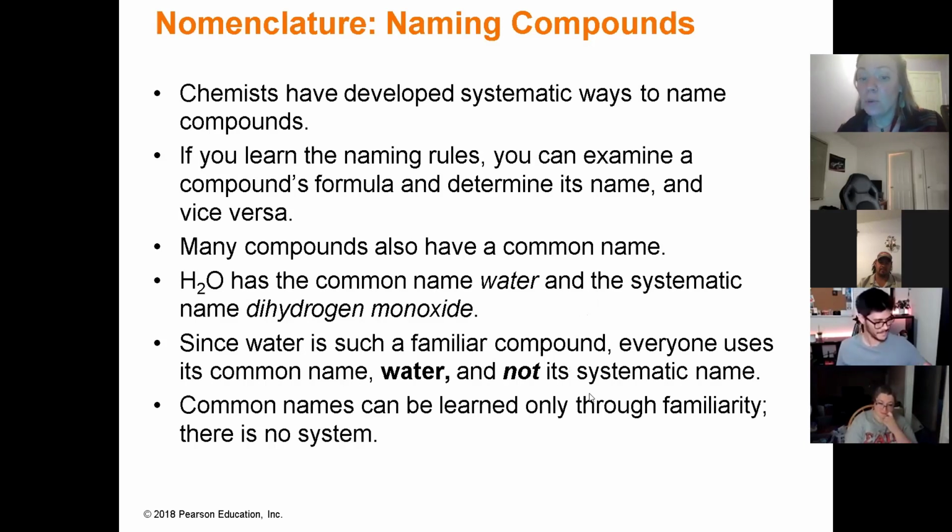Systematic names, you figure out by knowing the system. Common names, you only learn through familiarity. There is no system to the common name.